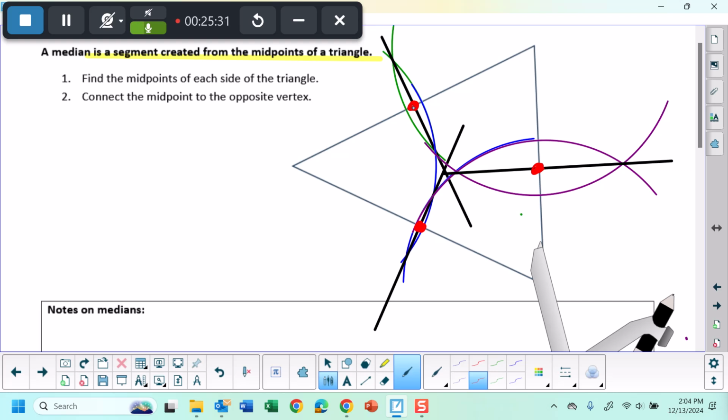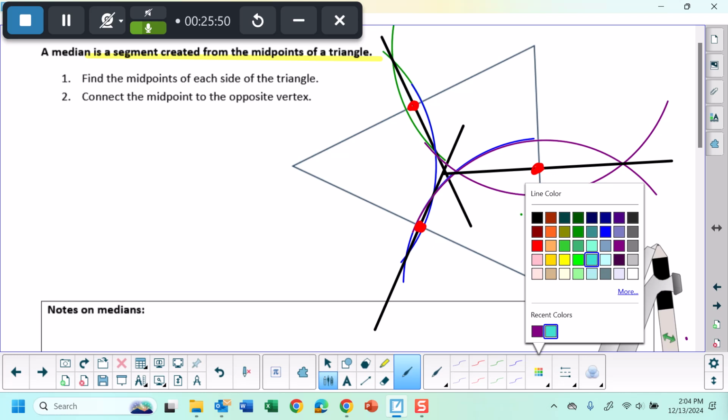Are you ready for what I care about? You didn't see the holy cow wow moment yet. It's coming soon. I know. We're going for a holy cow wow. Are you ready? Oh my gosh. I'm going to do these segments in bright blue. Because by definition, a median is a segment that's created from the midpoint to the opposite vertex.